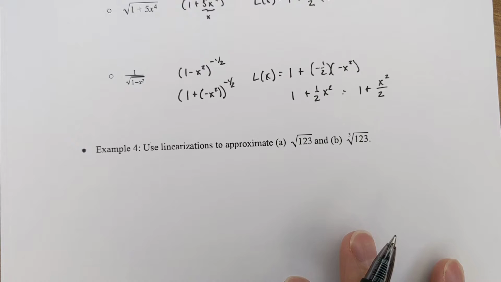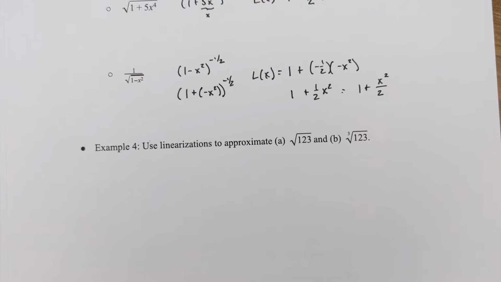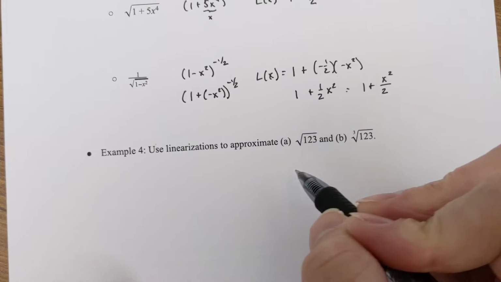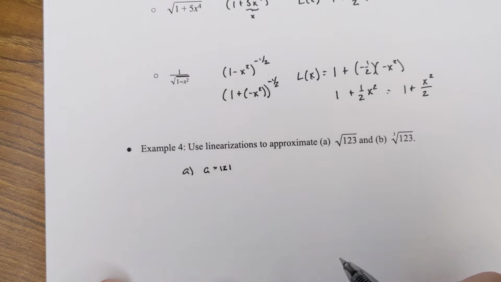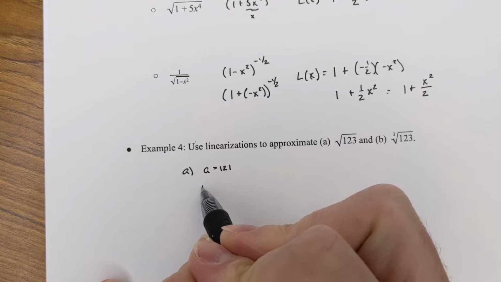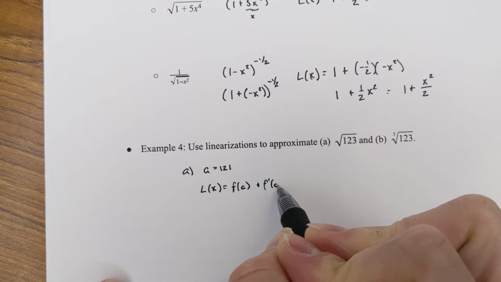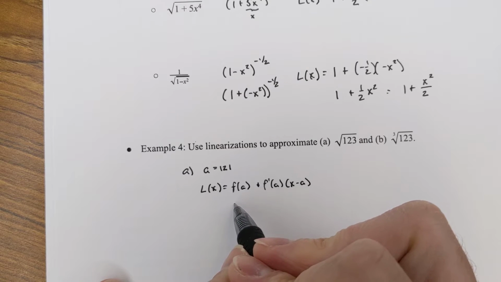Okay, use linearizations to approximate the square root of 123 and the cube root of 123. We need to find a place to center it. Normally you want to center it at the closest perfect, or in this case, square. So we're going to center this one for part A at 121, because that's the closest perfect square. The linearization is f of a plus f prime of a times x minus a. So f of a is 11, so this becomes 11.